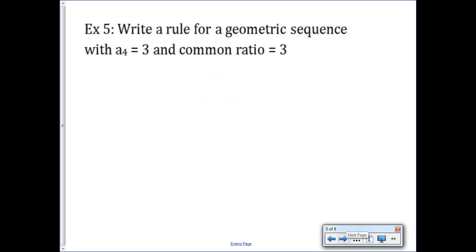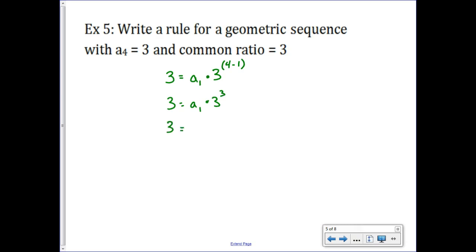Example 5 says write a rule for a geometric sequence with a sub 4 equals 3 and a common ratio of 3. What I noticed right off the bat is we don't have an a sub 1, so we're going to have to find our first term. But we can do that if we know that our fourth term is 3. We don't know a sub 1. We know our common ratio is 3. And we know we are dealing with the fourth term. So 4 minus 1 gives us 3 as well. So 3 to the third.